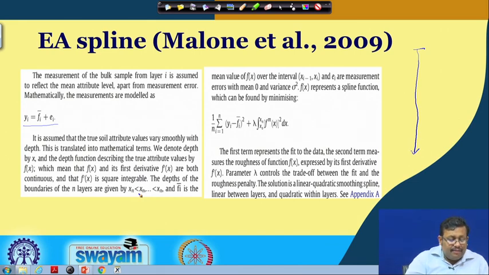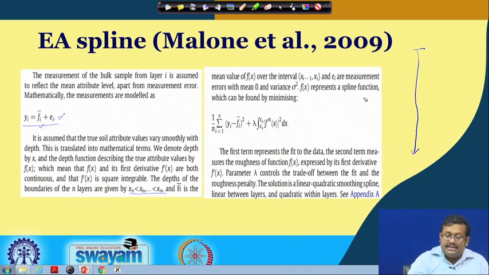So, the depths of the boundaries of n layers are given by, for example, x1, x2 and xn. The fi bar here is the mean value of f(x) over the interval x(i-1) to xi. So, for one layer, it is the mean value over the interval, and ei is the measurement error, with mean 0 and variance sigma square.